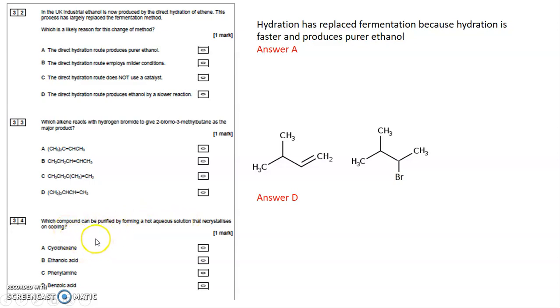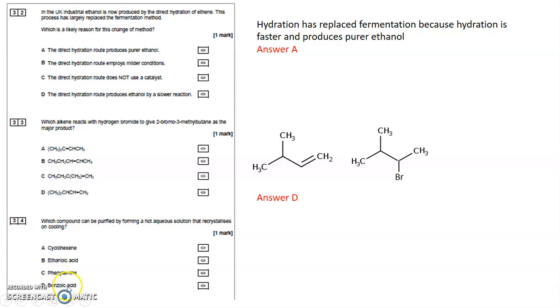Which compound can be purified by forming a hot aqueous solution that recrystallizes on cooling? So we usually do it with something like recrystallization, we do it with something like aspirin. I'm looking for a solid. What do we know that's a solid? Cyclohexene is a liquid. Ethanoic acid is also known as vinegar. Phenylalanine is a liquid.